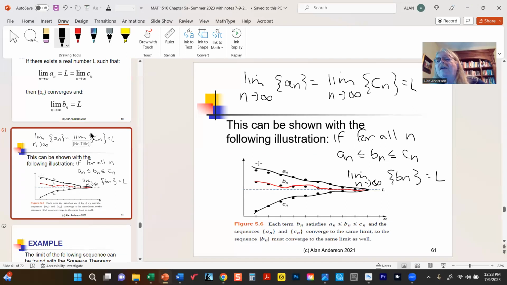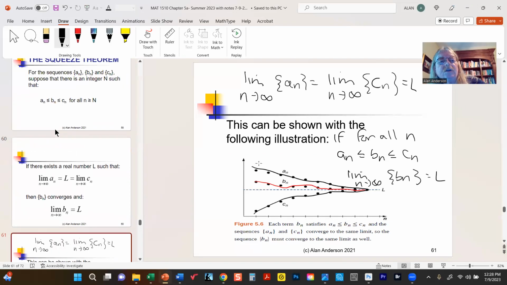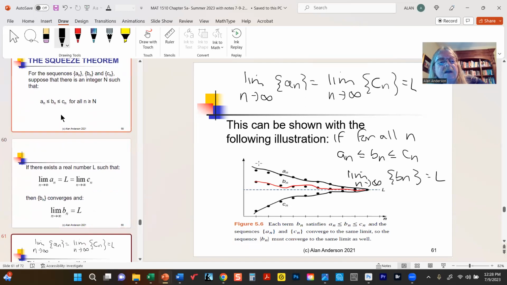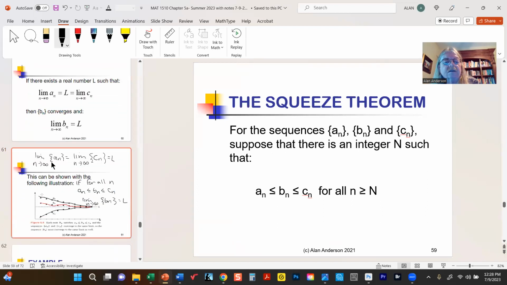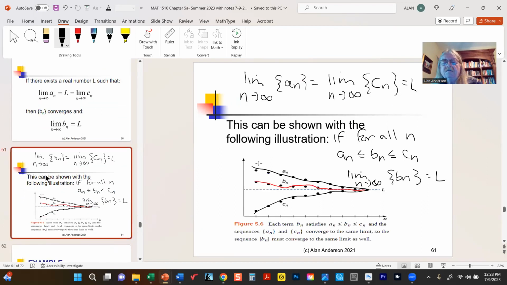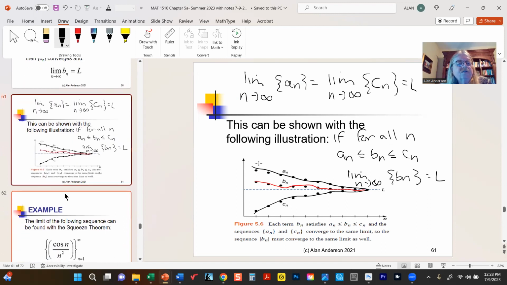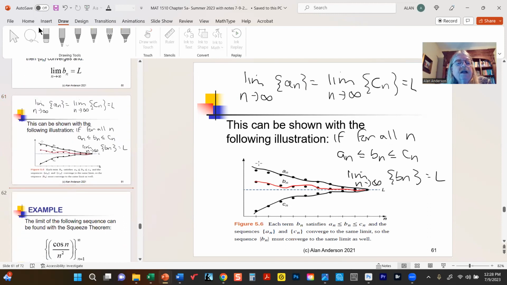You don't go out of your way to apply the squeeze theorem unless you really need it. Okay, so here's the more formal statement of it. I also just want to point out that it's possible that this behavior doesn't start right away. Here, this is true for all n's, as you can see. But if there's some point after which this is true, they're still going to end up having the same limit.